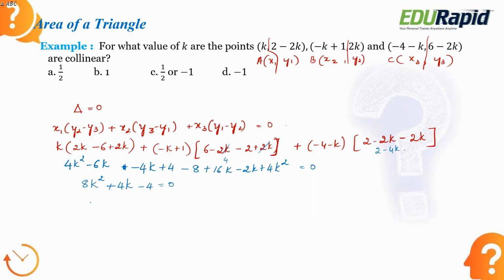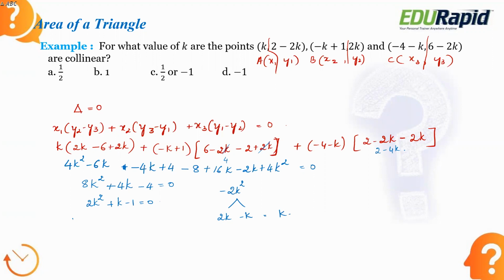Is equal to 0. If I take out 4 common from this, I'll be left with 2k square plus k minus 1 is equal to 0. Check if you can factorize this. So you have minus 2k square. You can write 2k and k. It will give you plus k.